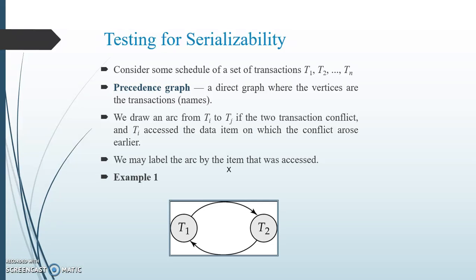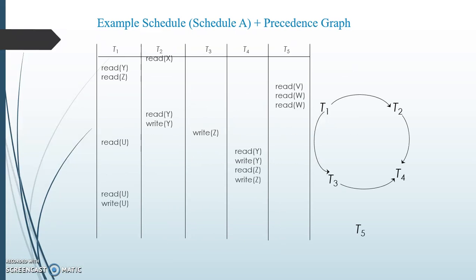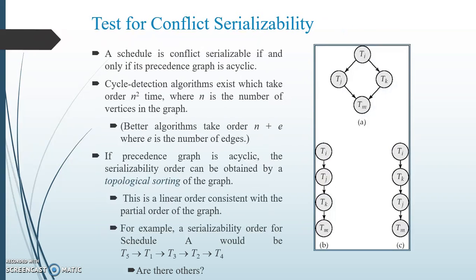In this example, we can see that a cycle is forming, so we can say that it is not conflict equivalent. In this schedule, we can see that there are various conflicting actions from which we get this precedence graph, and from this precedence graph we see that no cycle is forming, that is, the graph is acyclic. So we can say that it is both conflict equivalent and view equivalent.